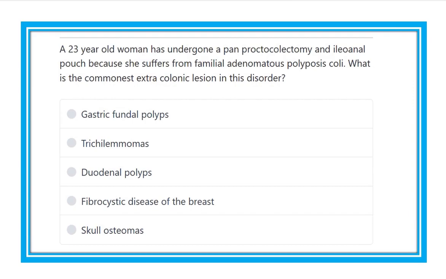A 23 year old woman has undergone pancolectomy with ileoanal pouch because she has suffered from familial adenomatous polyposis coli, or FAP. What is the common extracolonic manifestation of this disorder? That means the prophylactic surgery for familial adenomatous polyposis coli is the pancolectomy.